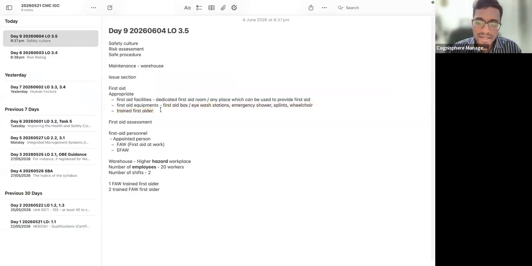And then here, trained first aiders, one or how many. This is what we are going to decide from our assessment. The law may tell you, but it is always important to consider the good practice that you follow. For example, the regulation may say you should have at least one first aid box. But if the layout of your workplace is so large, one first aid box in the reception area will not be immediately accessible. In that case, you may have more than one first aid box at different locations so that people can easily access them. All this will have to be determined.